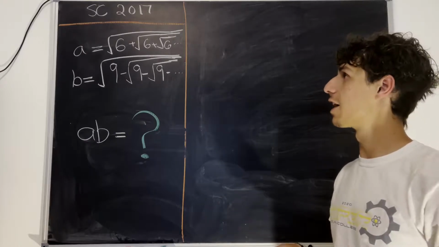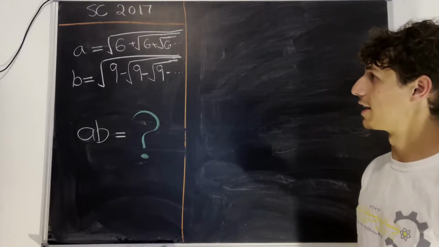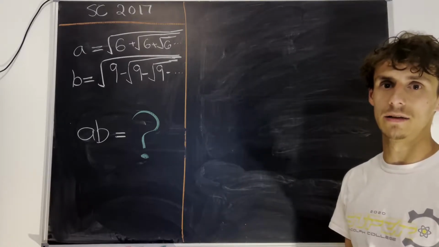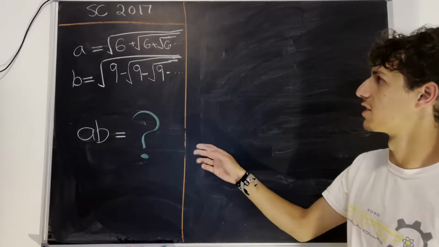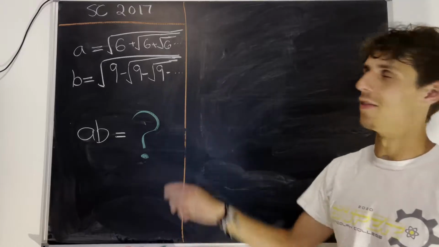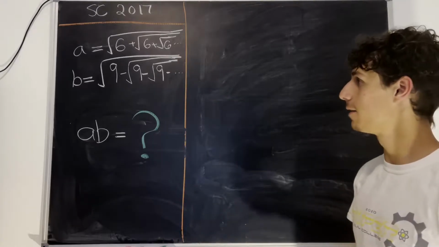Here we have a problem from the South Carolina 2017 math contest. We're given a and b, where a is equal to the square root of 6 plus the square root of 6 plus the square root of 6, all nested. And this continues on infinitely.